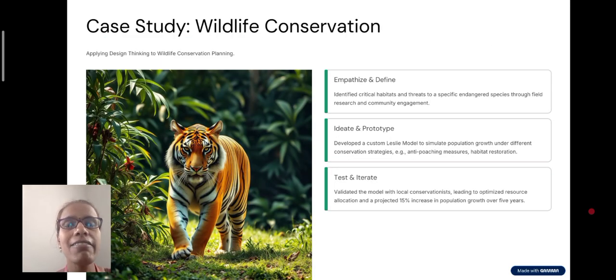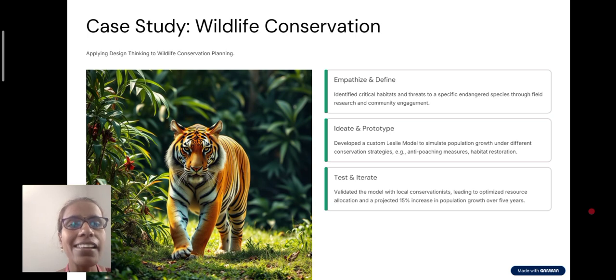For that, we will have one case study, which is wildlife conservation: applying design thinking to wildlife conservation planning. Here also we are going to have the same steps. We are going to start with empathize and define. For empathize, we need to collect the feedback, identifying critical habitats and threats to a specific endangered species through field research and community engagement.